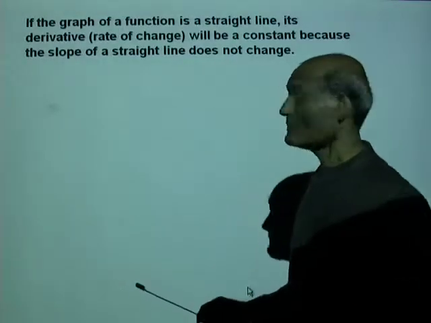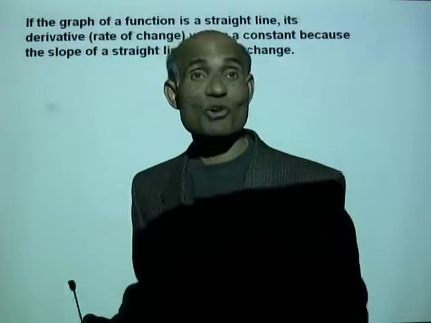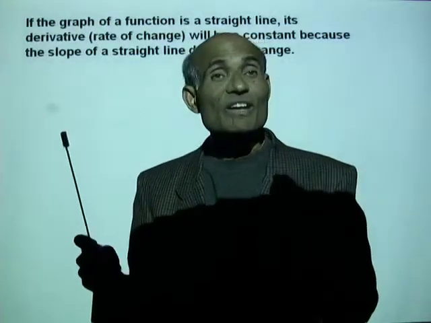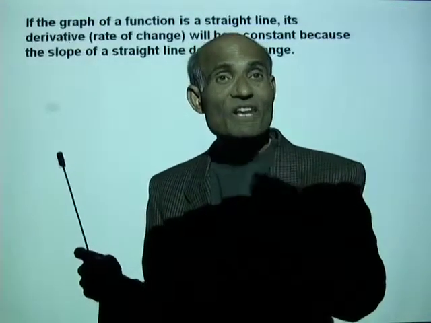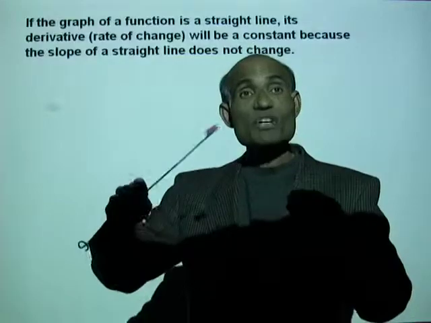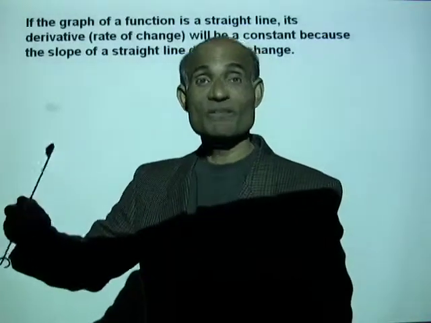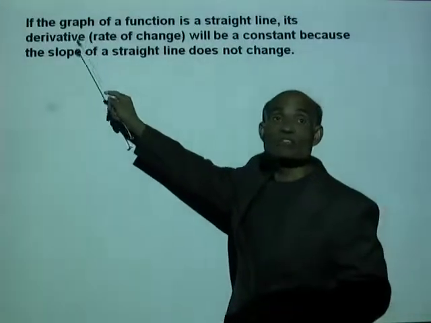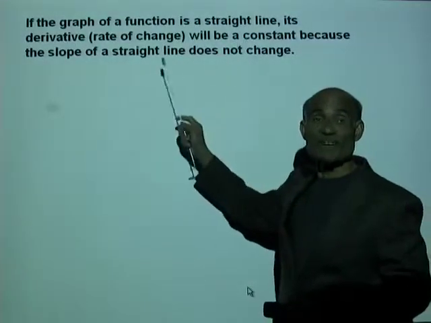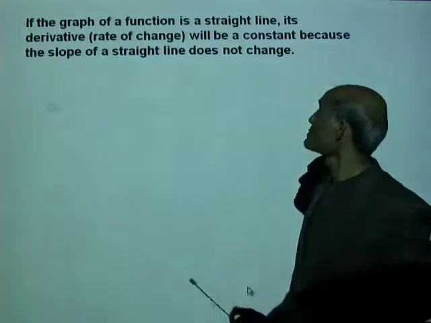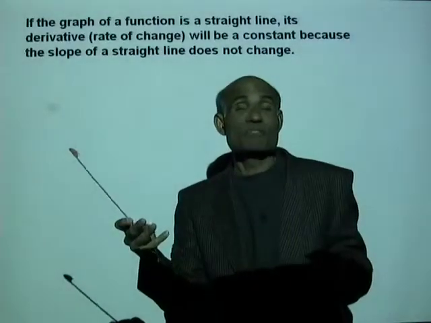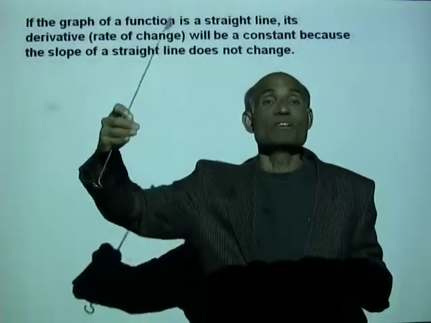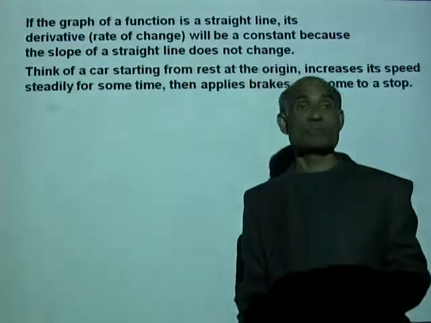Okay. Now, the example we saw so far is the case of a linear function. That is, the rate of change is a constant. The graph of the function is a straight line. Its derivative will be a constant. Is that right? Because the slope of a straight line does not change. The linear function, the slope does not change.